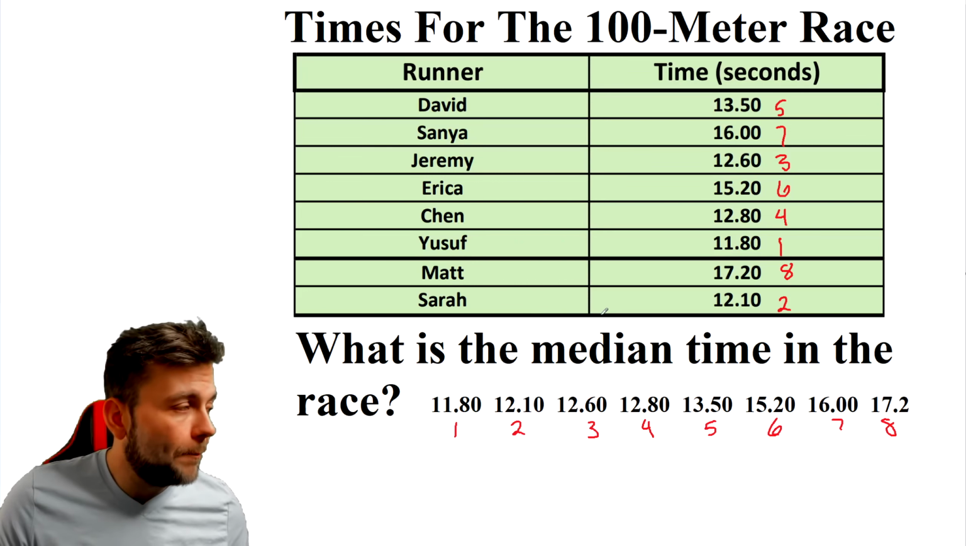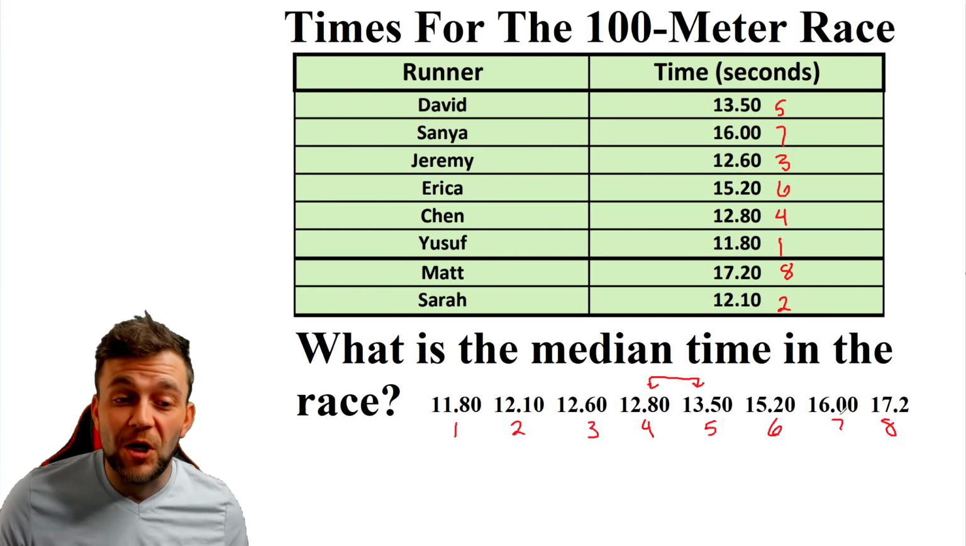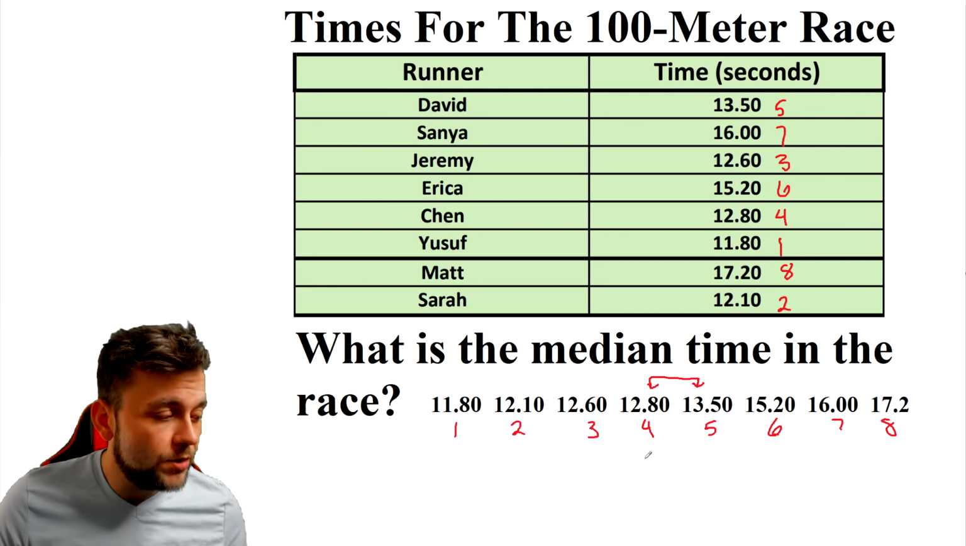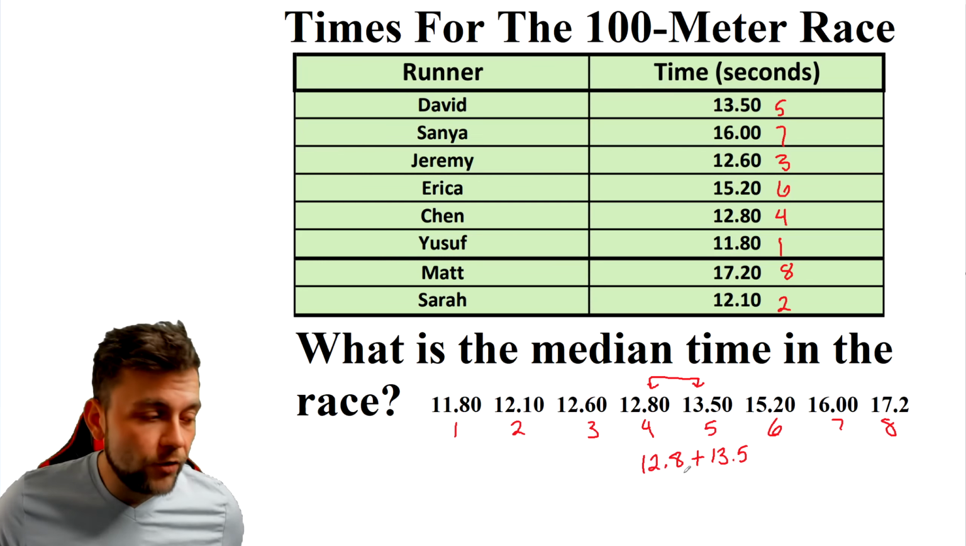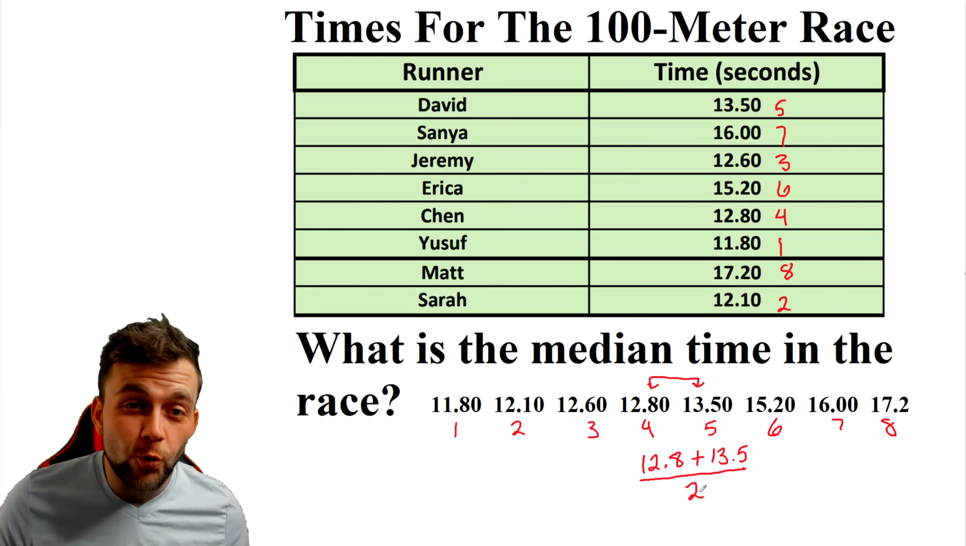So our middle number, our median, should be between 12.8 and 13.5. We have even numbers. We have an even number of numbers in our data set. So how do we resolve this? Now, you remember, we have to add these two numbers together. So it is 12.8 plus 13.5. And so we have to take the average of the two. So we divide by the numbers that we're adding together. So we have two of them.